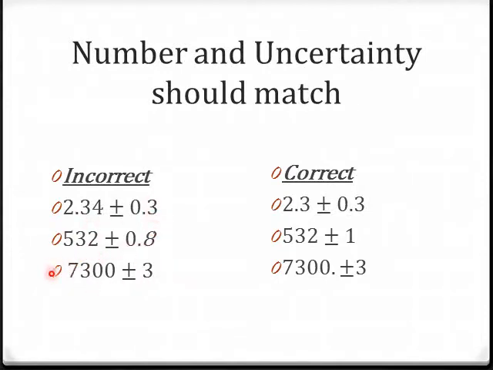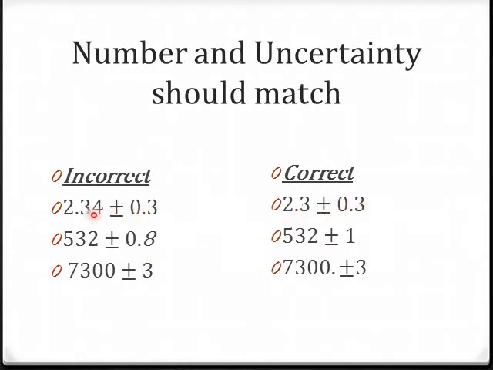And this one is inappropriate too, even though it looks like it's listed out to the ones place. Since there's no decimal point here, these two zeros are not significant, and that means this is the last significant value, which means that this number is technically only listed to the hundreds place, while the uncertainty is at the ones place.